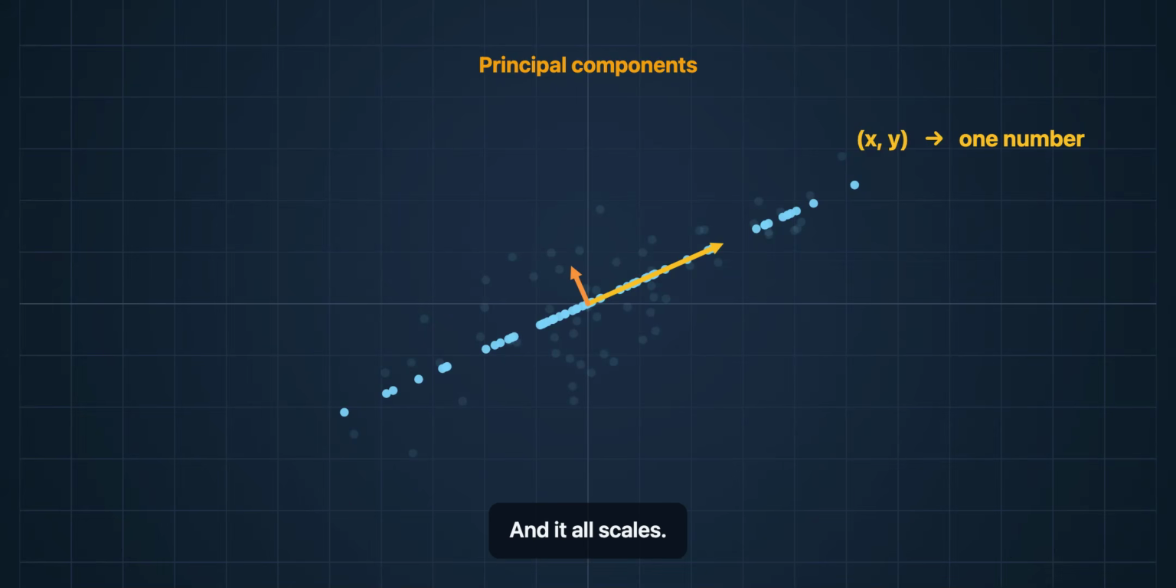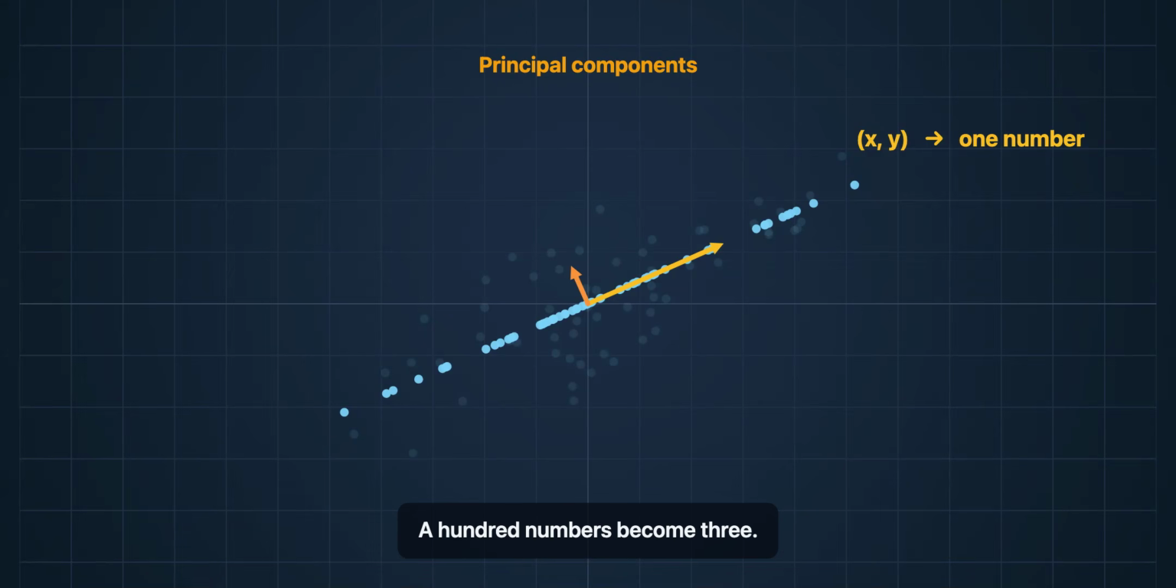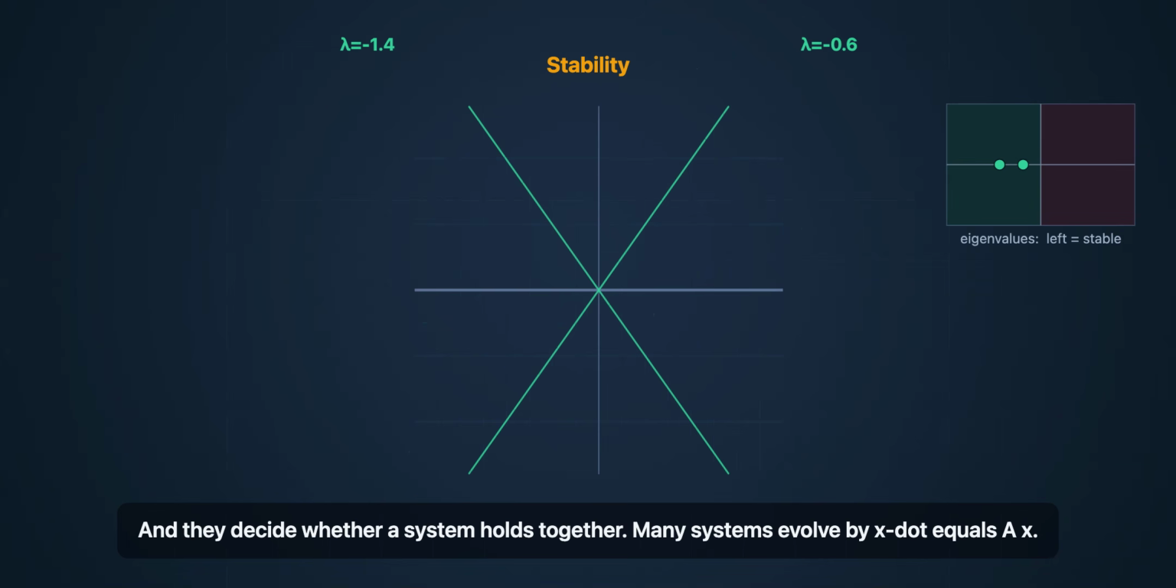And it all scales. A point with 100 features usually hugs a flat sheet only a few directions wide, so the top 3 or 4 eigenvectors capture nearly everything. 100 numbers become 3. That is image compression, eigenfaces, and the first step of countless machine learning pipelines. And they decide whether a system holds together.